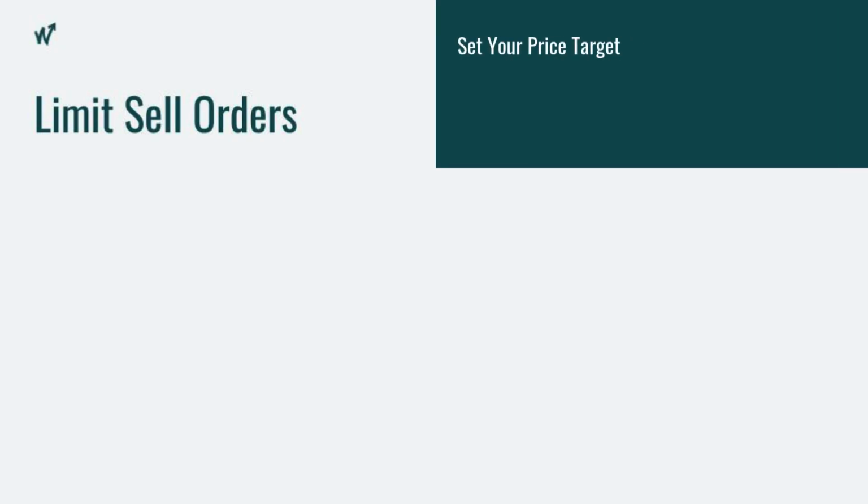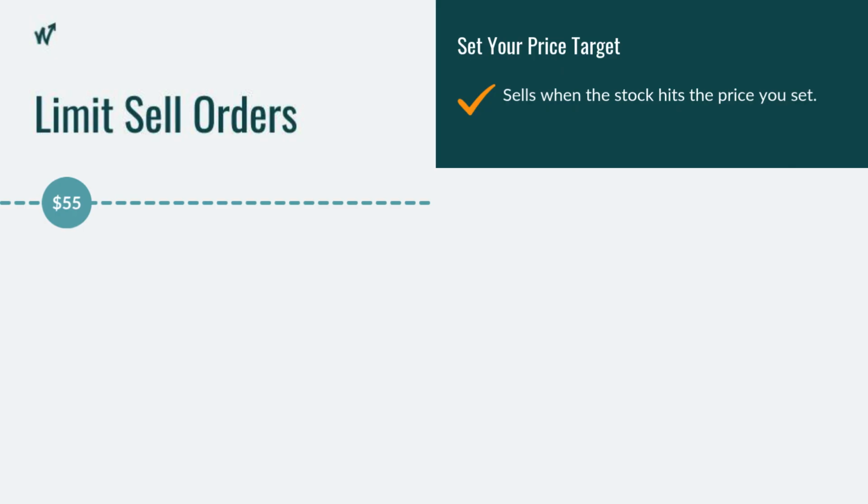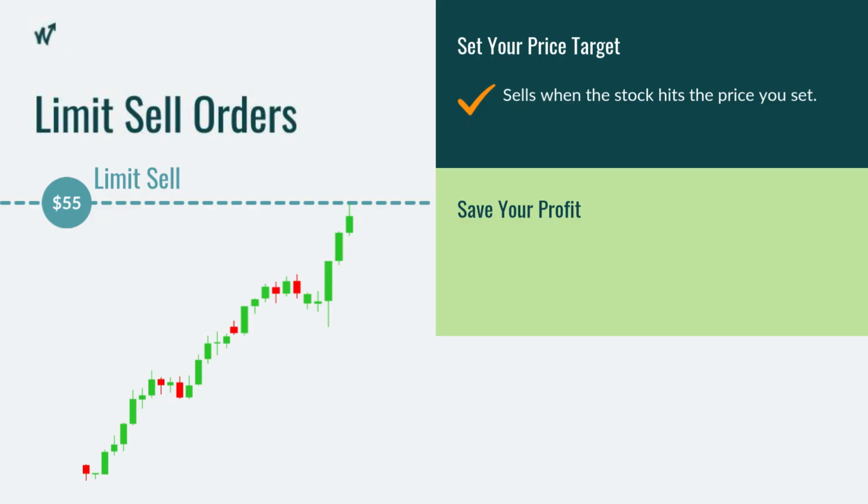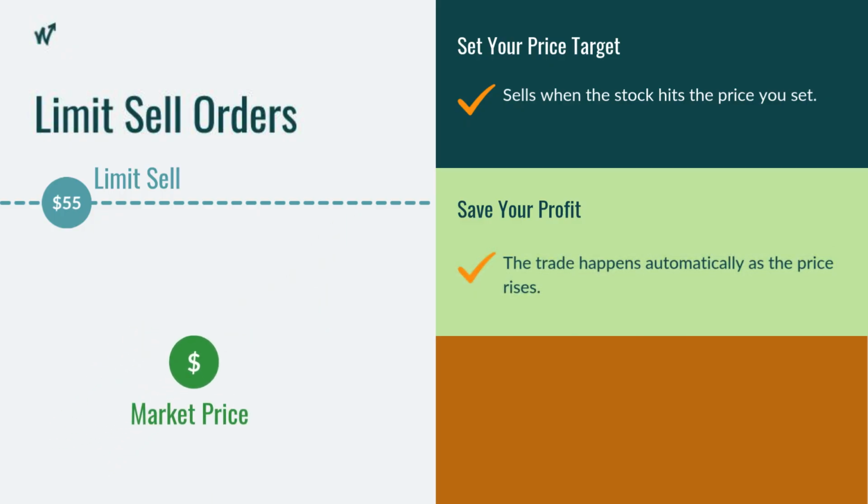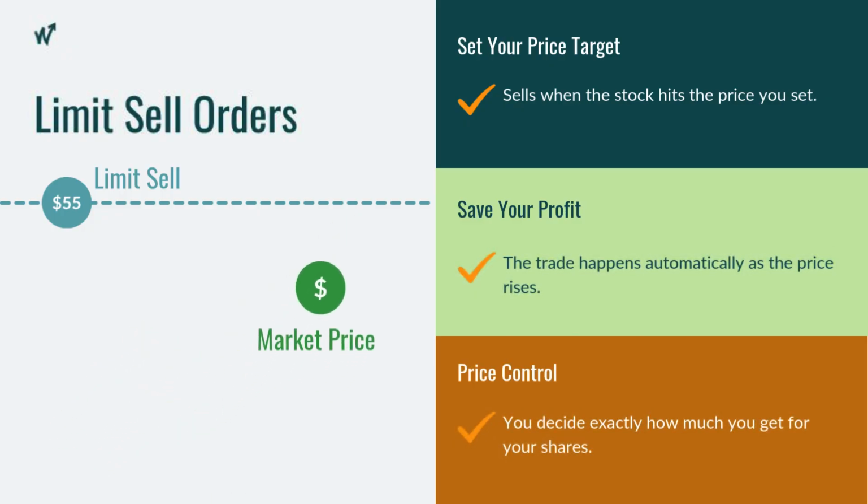When you think a stock is almost as high as it's going to go, a limit sell order lets you sell it the moment it hits the price you want. This helps you save your profit automatically as the price goes up, giving you total control over exactly how much you get for your shares.